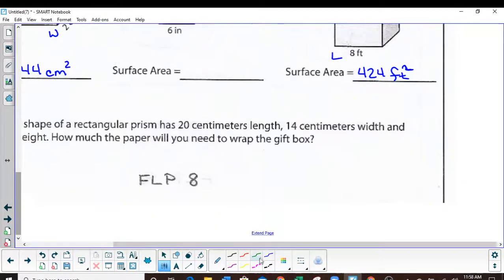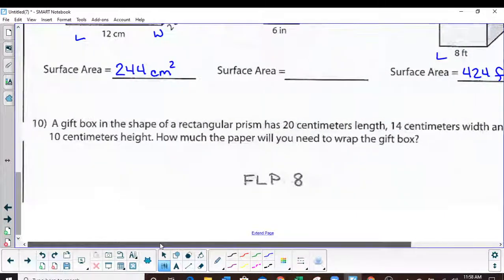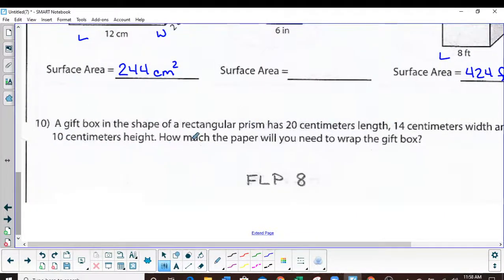Okay. Alright, last one on this. We got a little word problem. It's not too bad. Desmos is going to get us through it. A gift box in the shape of a rectangular prism, right there's our shape, has 20 centimeters length, I'm going to put an L, 14 centimeters of width, W, and 10 centimeters of height with an H. Says how much, I think there's a typo there, how much paper will you need, that's key, to wrap the gift box. If we're wrapping something, it's always going to be surface area because we're covering the whole thing.